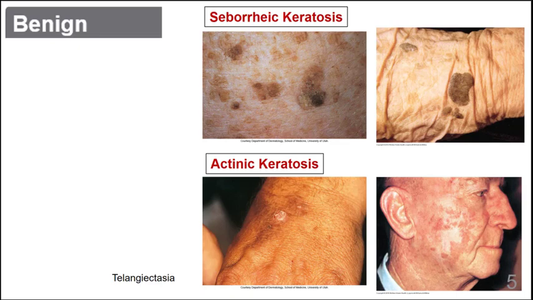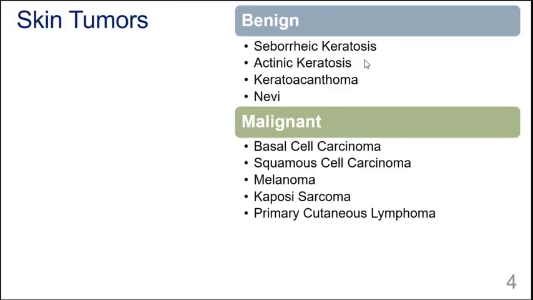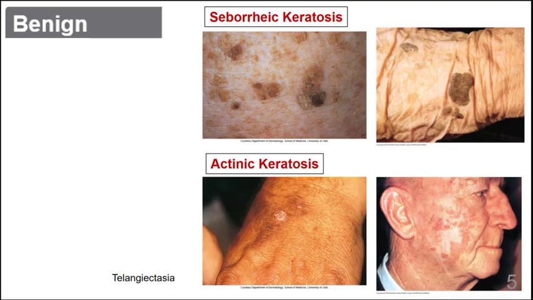Now let's have a look at the different types of skin tumors. So what we're going to be doing is talking about not all, but most of these different tumors. We'll start by looking at benign, and then we'll move on to talking about malignant. So we'll look at the first two on the next slide. So we have seborrheic keratosis and actinic keratosis.